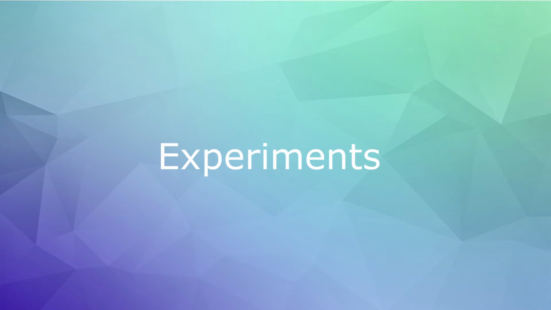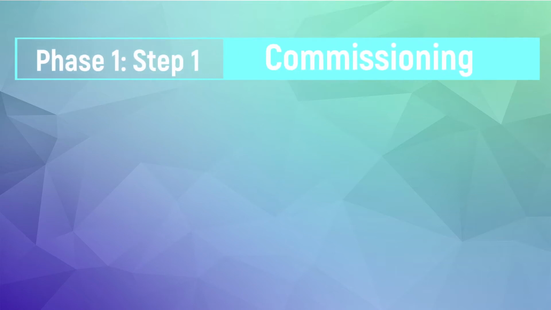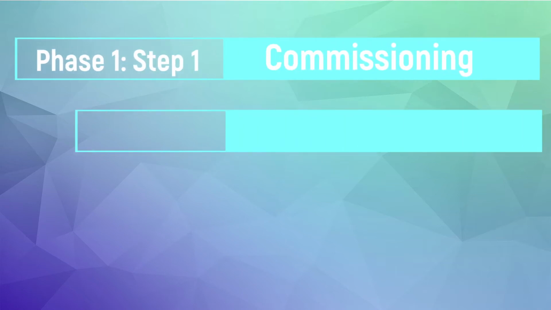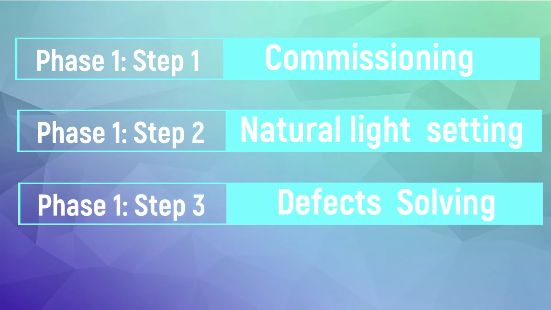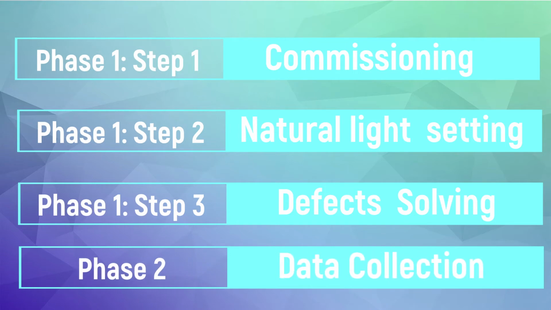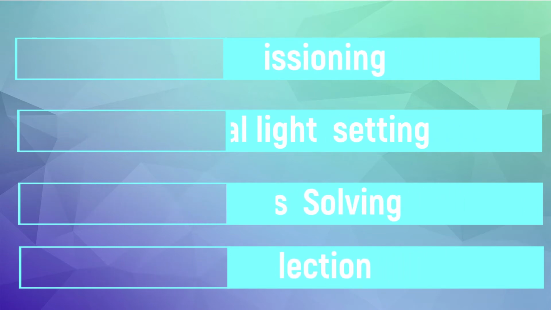Four experiments were carried out in this project, which were divided into Phase 1 and Phase 2. The main purpose of Phase 1 was to get familiar with the operation of the structured light scanner and the solutions for its defects. Phase 2 will generate a 3D dataset through Phase 1's experimental experience.